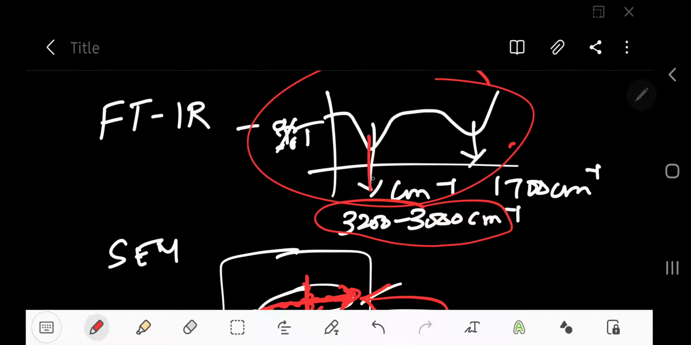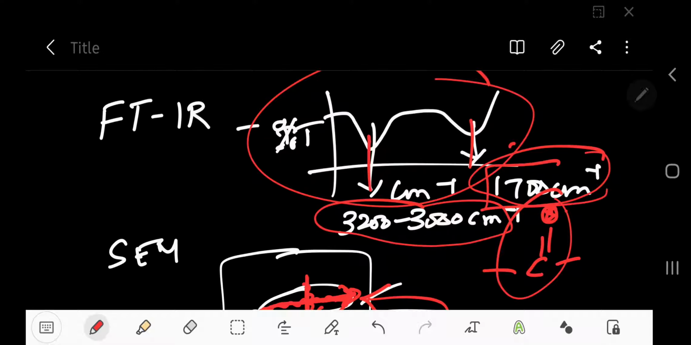Now you have two bands, one at 3200 and another at 1700. So from this we can come to know that there is an amide linkage present, or there is a carbonyl group present. At 1700 centimeter inverse, there is a carbonyl group present, right?